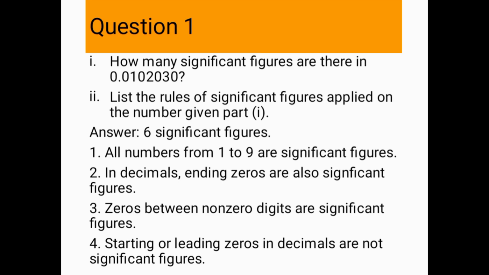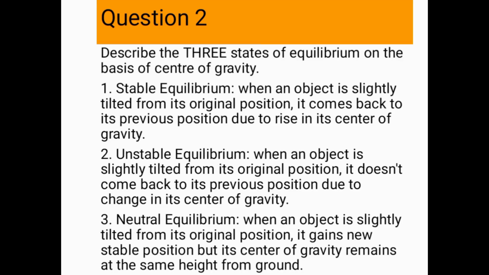1. All numbers from 1 to 9 are significant figures. 2. In decimals, ending zeros are also significant figures. 3. Zeros between non-zero digits are significant figures. 4. Starting or leading zeros in decimals are not significant figures.